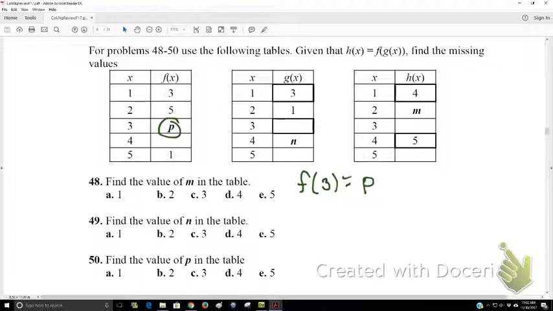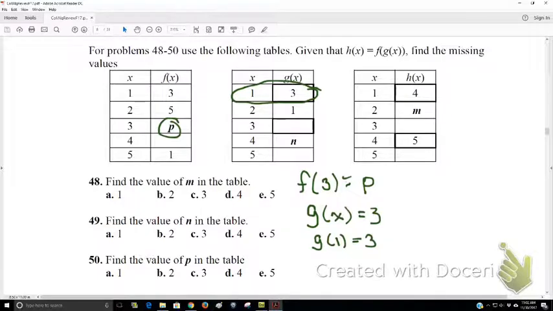Alright, now we need to work backwards here. So remember, f of g of x is our h of x. And if this is going to be 3, remember where that comes from. That comes from g. That means g of whatever our input is has to be 3. So that brings us to right here. Okay, so that means g of 1 needs to be 3. And that tells us our starting point, which is why this is valuable.